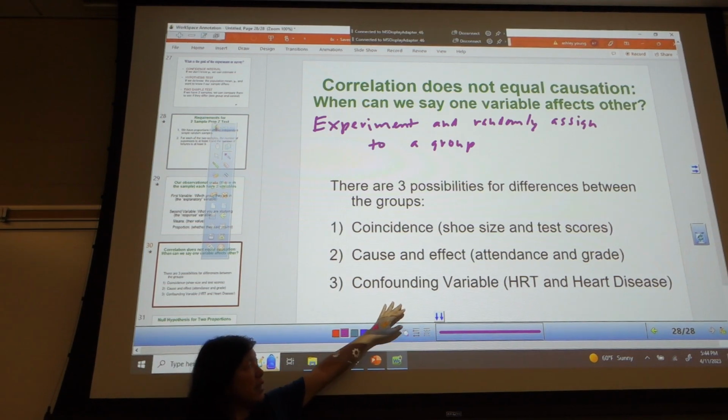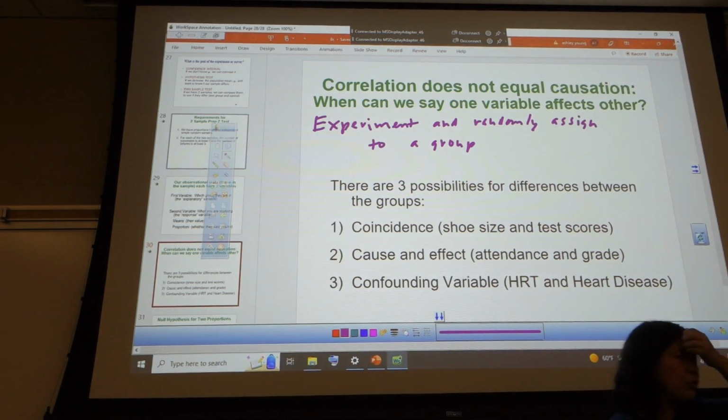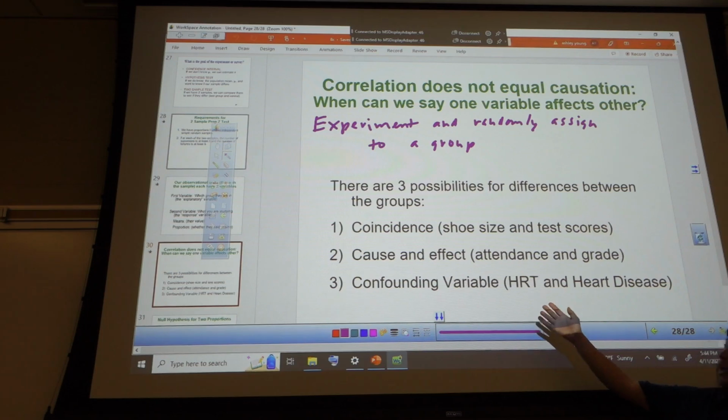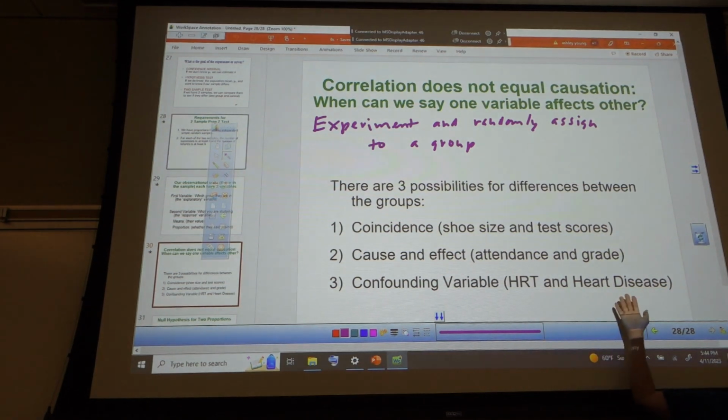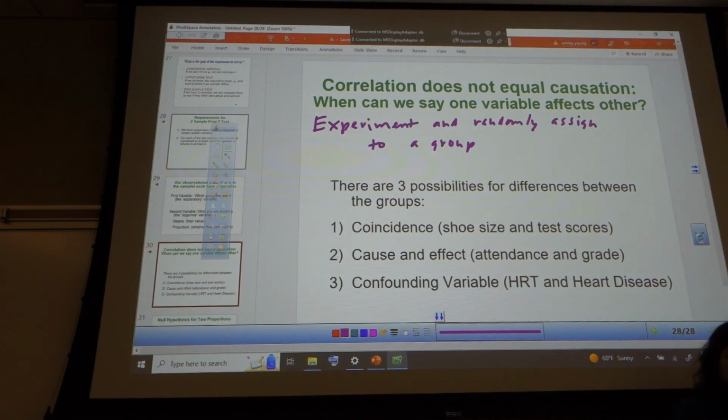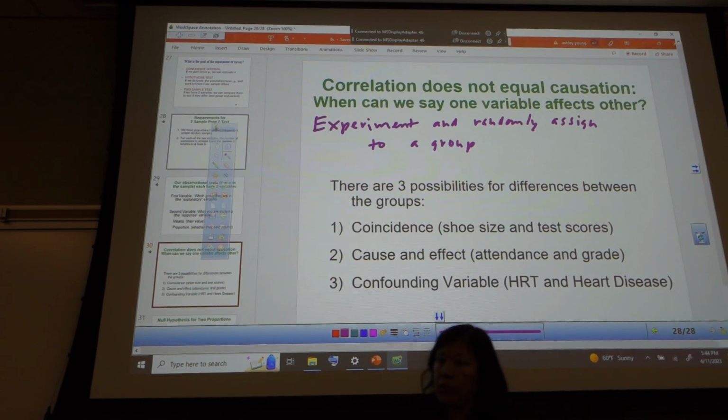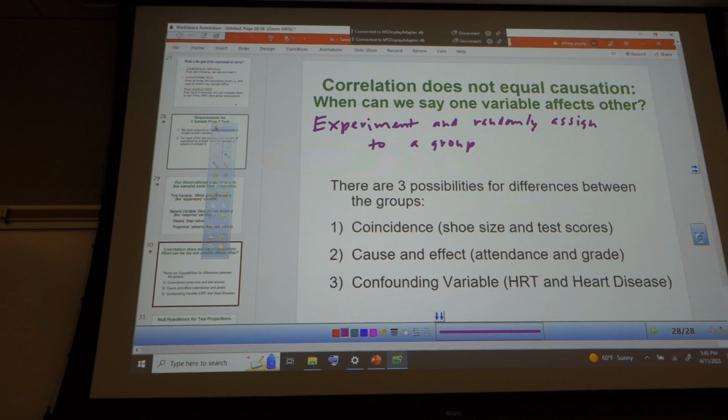Or it could be that there's a confounding variable. So if you remember from chapter 2, we had hormone replacement therapy. People who were taking hormone replacement therapy tended to have lower incidence of heart disease. But when they did an experiment and randomized some people to a group to either have HRT or not, it turned out to be the opposite. But what was going on was people who had HRT tended to be more affluent because it was optional. So because of that, they tended to have better exercise regimens and a better diet, which led to lower incidence of heart disease. So there could be a confounding variable causing both things to occur.